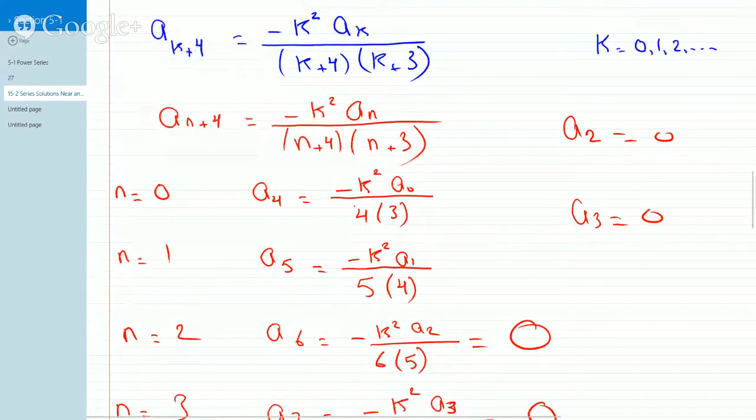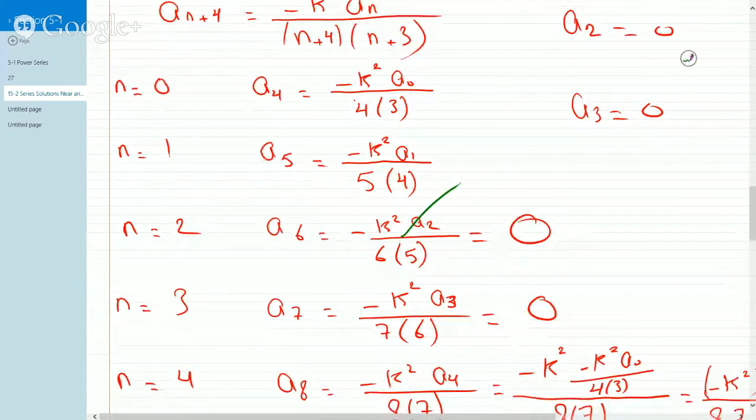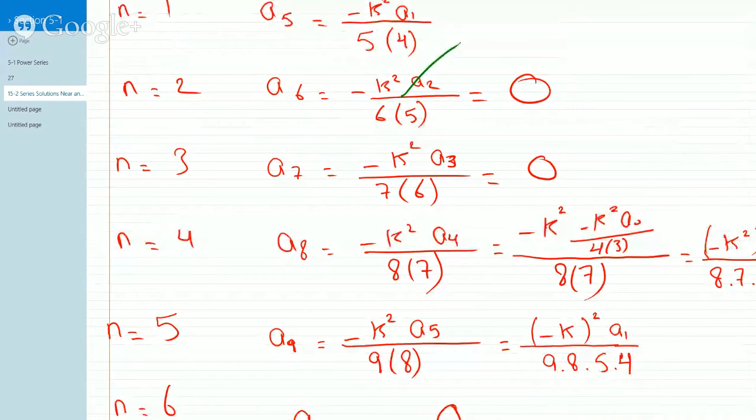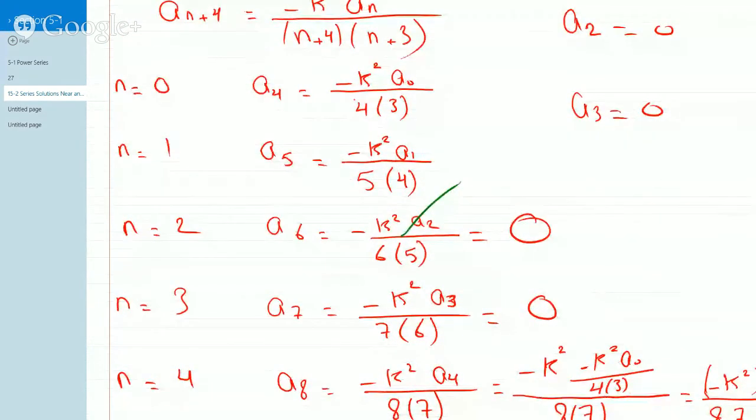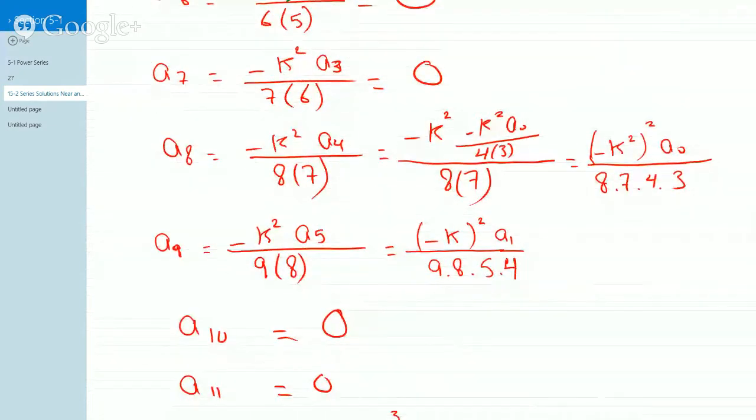And here we got 0. How come we got 0? Because a of 2 is 0. If a2 is 0, then the whole thing is 0. And same thing for n equals 3, because a3 is 0, then that's 0. And then we went on a few more terms, n equals 4. We plugged it into the recursive relationship, and now we have a of 4, but we already know what a of 4 is in terms of a of 0. So we plugged that in, and we got a of 8 in terms of a of 0. And then we found a of 9, and a of 9 is related to a of 5.